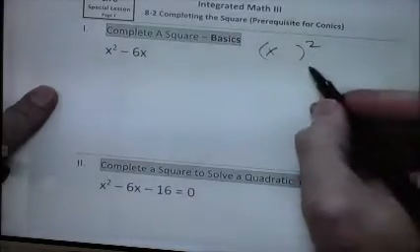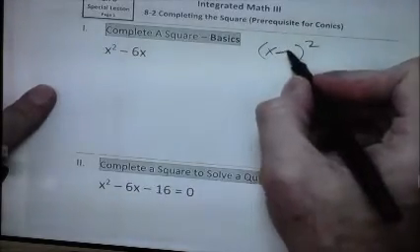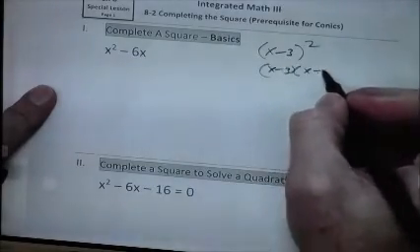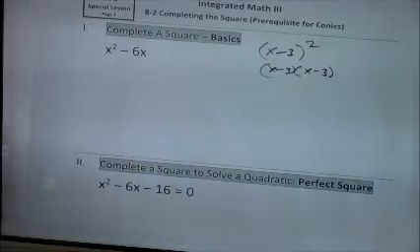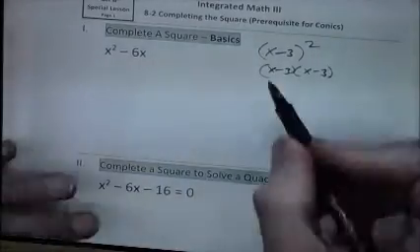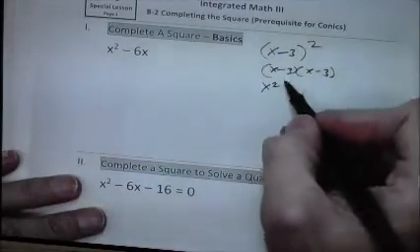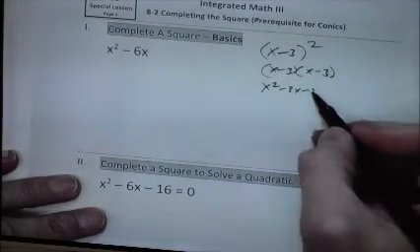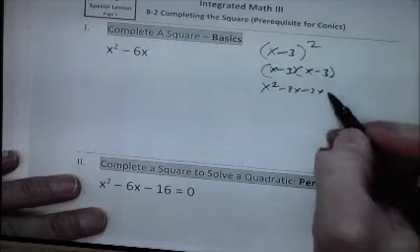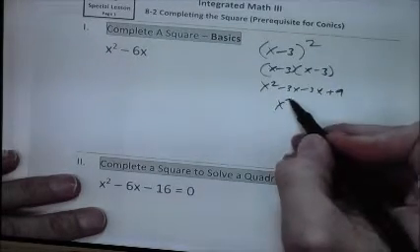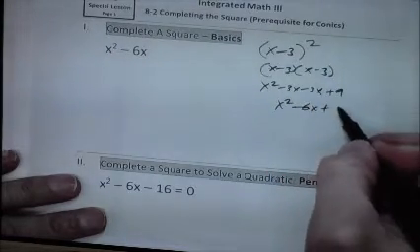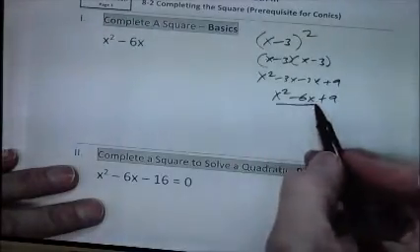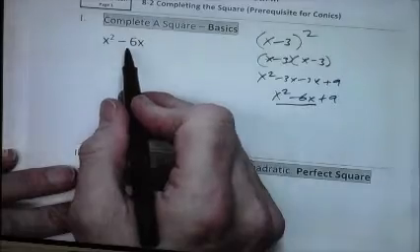If you then multiply it out, let's say it would be x minus 3 squared. You would do x minus 3 times x minus 3, and when you multiply that, x times x is x squared, x times negative 3 is negative 3x, negative 3 times x is negative 3x, and negative 3 times negative 3 is positive 9. So you get x squared minus 6x plus 9. So here you have x squared minus 6x like this.